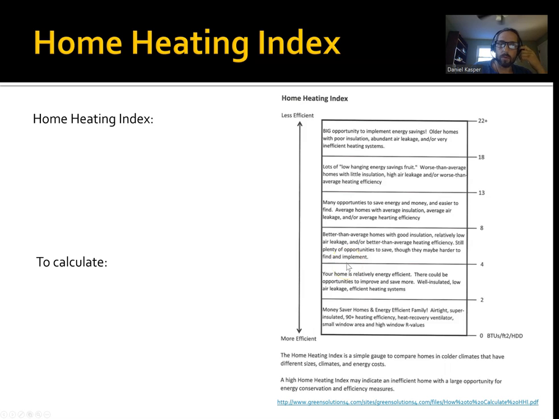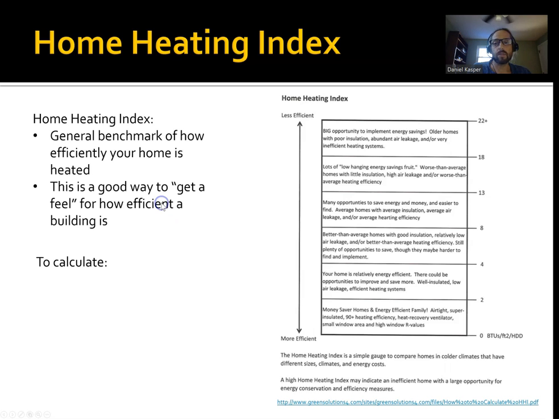So the last concept I want to go over in this presentation is home heating index. Now, home heating index is admittedly an imperfect metric, but it does give you a sense of how efficient a building is. And so the home heating index kind of gives you this sort of general benchmark of how efficient a building is. It just gives you an idea. It's just one sort of tool in our toolbox. So the calculation is pretty easy. The math is pretty easy. You just have to put these numbers together, you have to know what you're talking about.